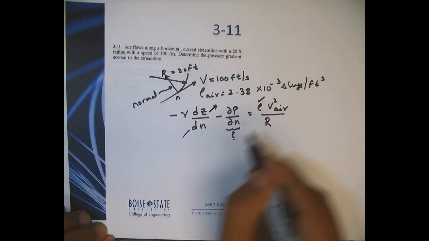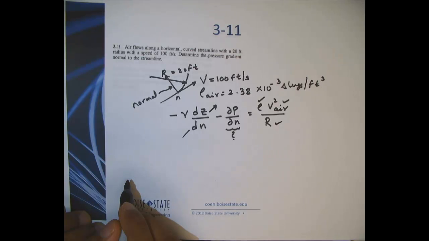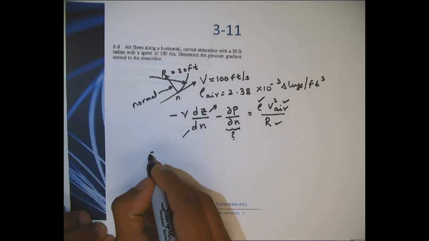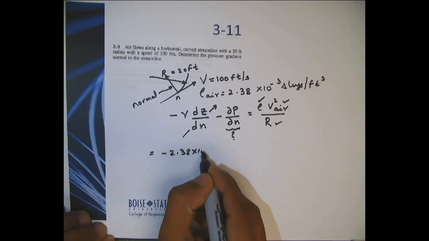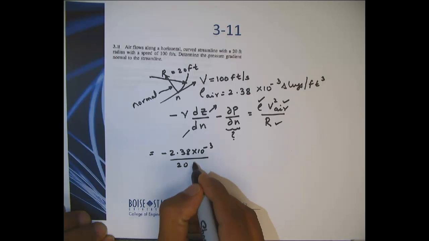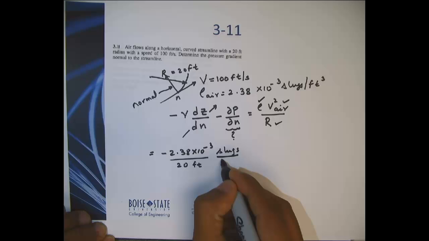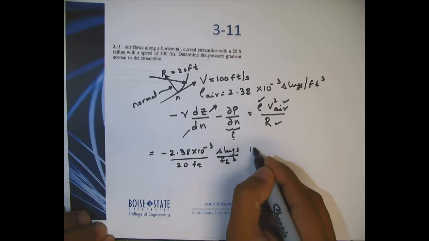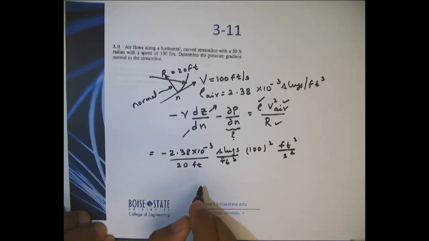We know the density of air, we know the velocity of air, and we know the radius of curvature. So if you were to do that, it would be negative 2.38 times 10 to the power minus 3 over 20 feet, and the units of your density are slugs per cubic feet, into the velocity squared, feet squared per second squared.